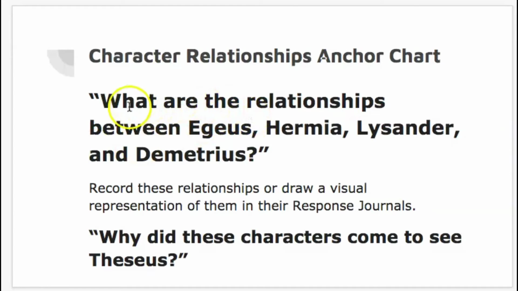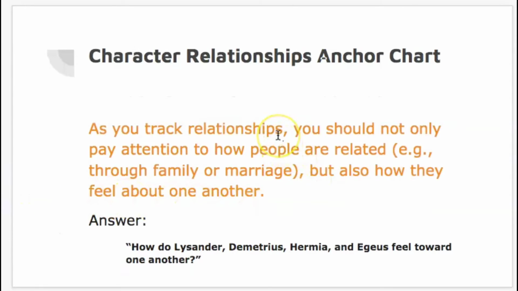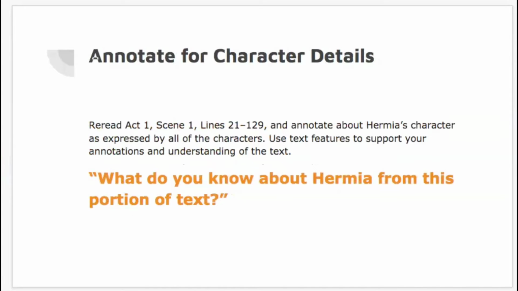Then ask yourself, what are the relationships between Aegeus, Hermia, Lysander, and Demetrius? Why did these characters come to see Theseus? As you track these relationships, you should not only pay attention to how people are related to each other, like are they family, are they married, but you should also understand how they feel about one another. So let's answer this question. How do Lysander, Demetrius, Hermia, and Aegeus feel towards one another? For instance, does Lysander care for Hermia? How do they feel about one another?